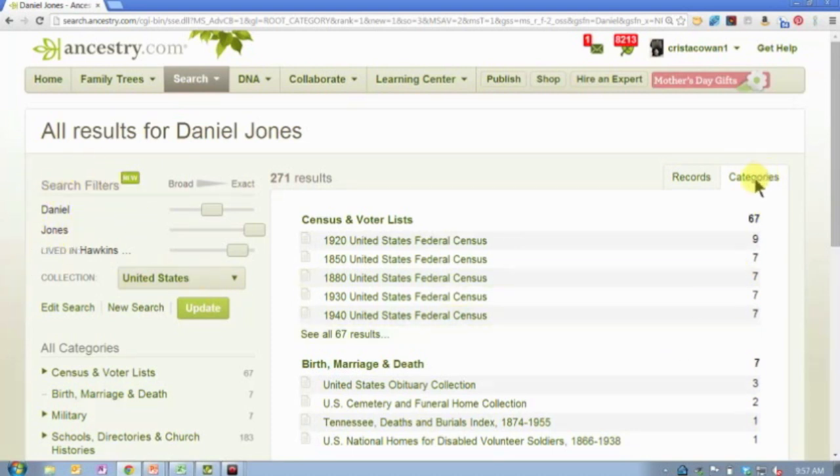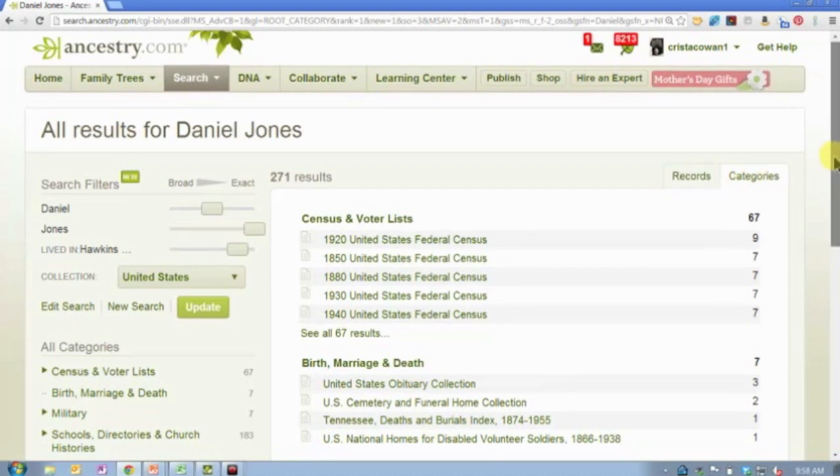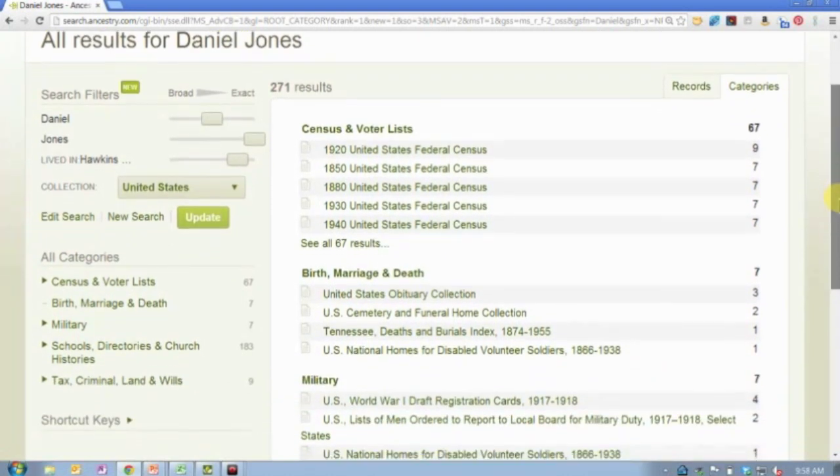Now, of course, you'll see here I've got this sorted by category, not by record, because I want to be able to look at my search results by specific database.